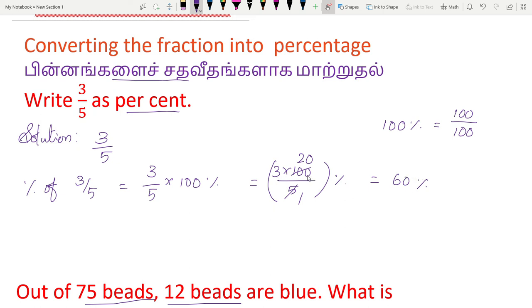3 × 100 by 5. இந்த 5ஐயும் 100ஐயும் கேன்சல் பண்ணா 20 கிடைக்கும். அந்த 20 × 3 60%.